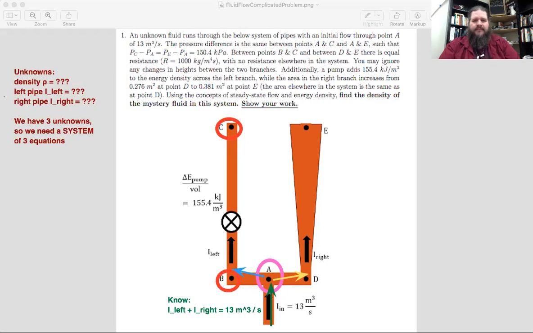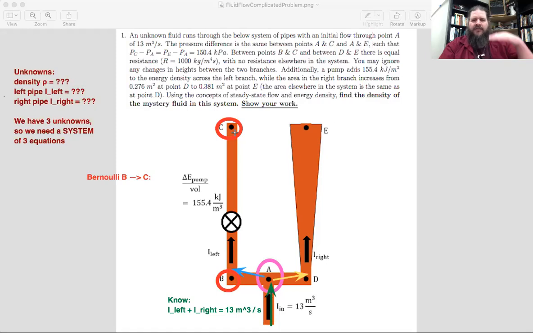So the potential energy and the pump. And what kind of potential energy? I said gravitational potential energy. Is there actually a change in height from B to C? Yeah, I thought so.